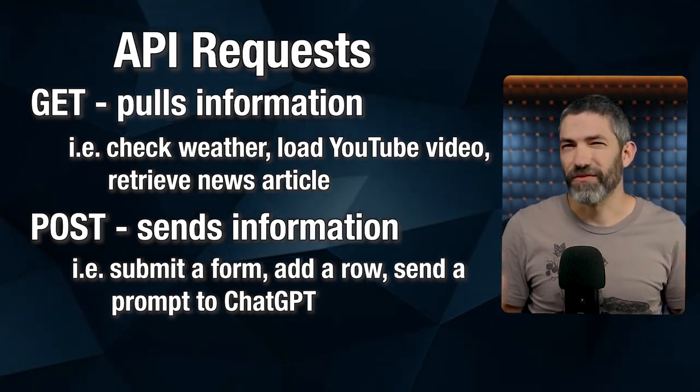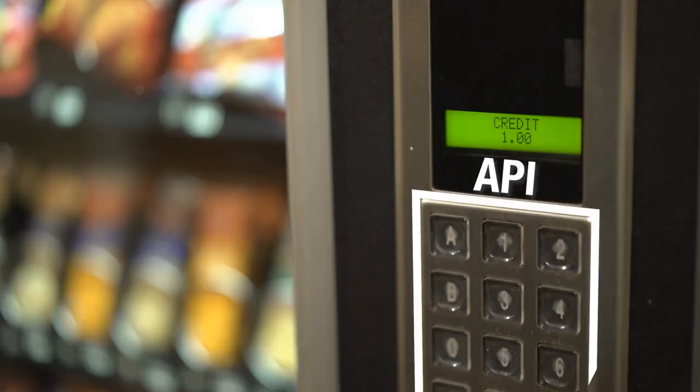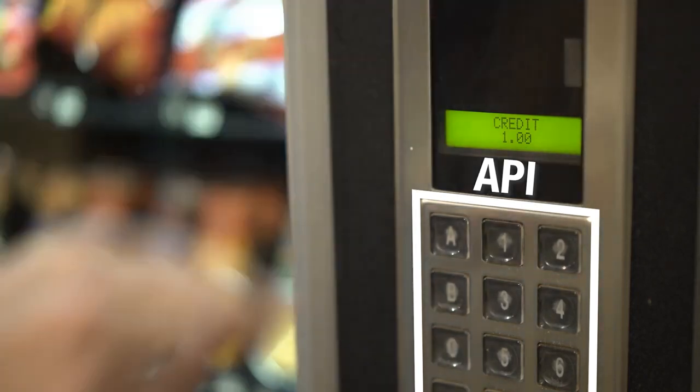And here's where it can get confusing. The API defines what requests are possible, like the buttons on a vending machine.